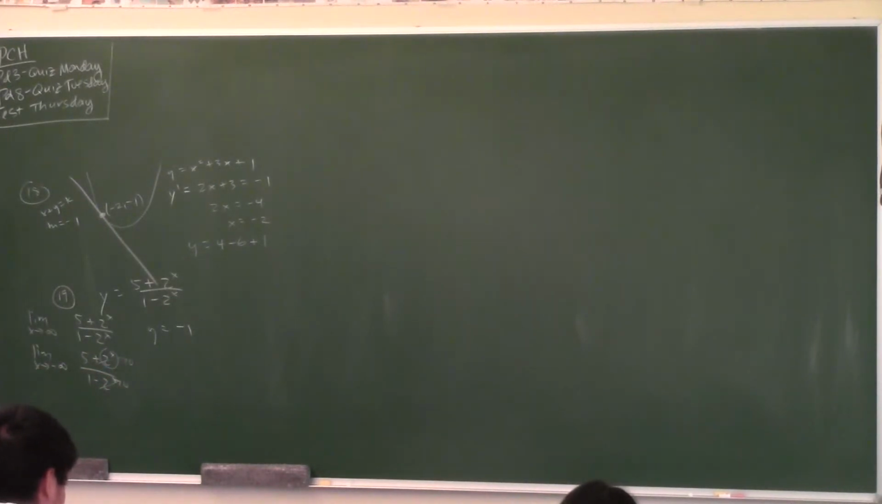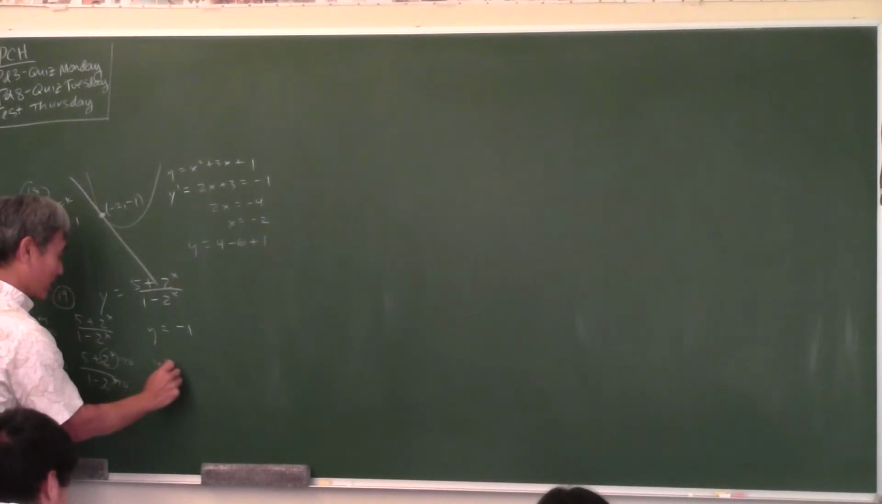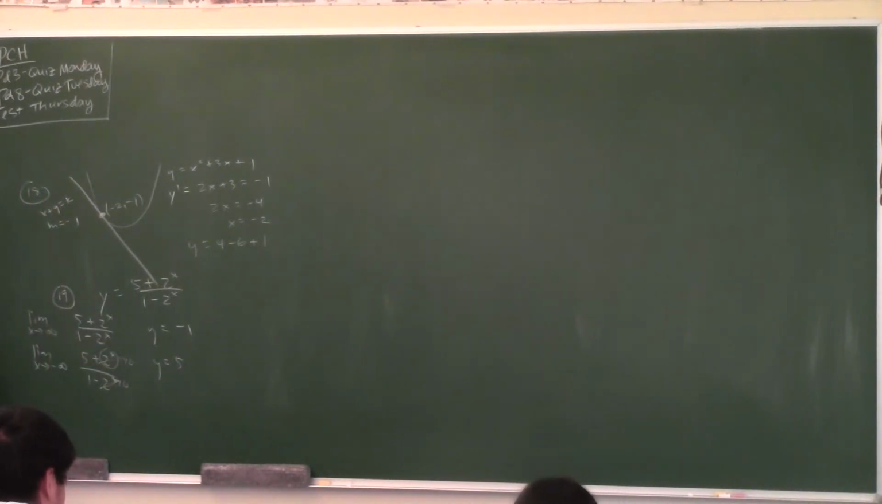So what's left? What's 5 plus 0 over 1 minus 0? 5. It's very close to 5. So the other horizontal asymptote is y equals 5. That's how you find horizontal asymptotes. You take the limit as x approaches infinity and negative infinity.